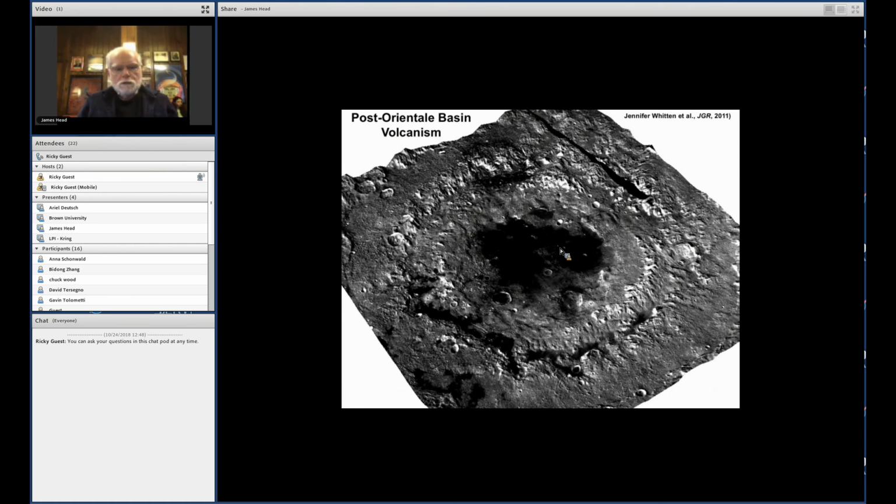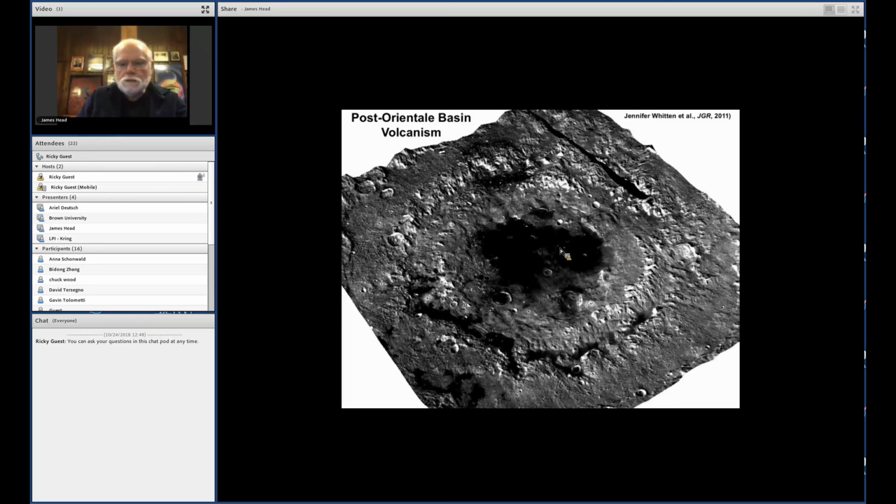What she did was she took a look at the Orientale Basin and looked at the post-Orientale Basin volcanism. If Orientale, in fact, a huge basin, caused uplift of the geotherms, maybe mantle convection processes, then we should expect to see volcanism centered very closely, in time, to the distribution of the Mare basalts in the interior and portions of Orientale. If it's not related to it, we should expect to see these things start later and extend for longer periods of time.